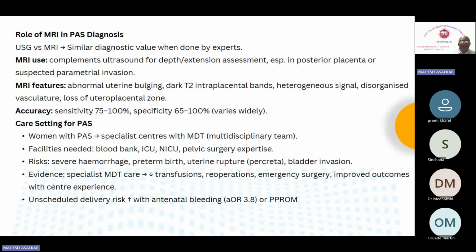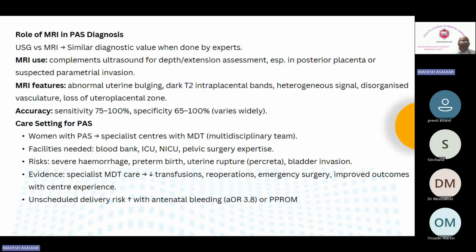But here there is a role of MRI, especially in these cases. So what is the role of MRI in placenta accreta spectrum? USG versus MRI: what the guidelines say is similar diagnostic value when done by an expert. So if the USG is done by an expert, it has the same value as MRI, but MRI is complementary to ultrasound for depth and extent assessment, especially in posterior placenta or suspected parametrial invasion. So there is an advantage for MRI especially.